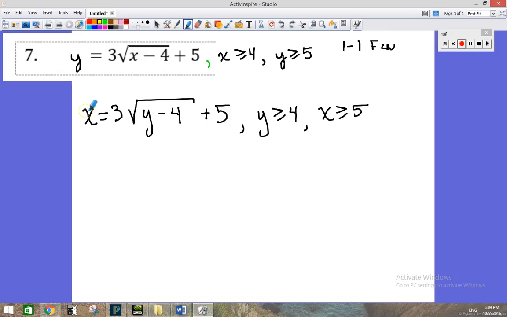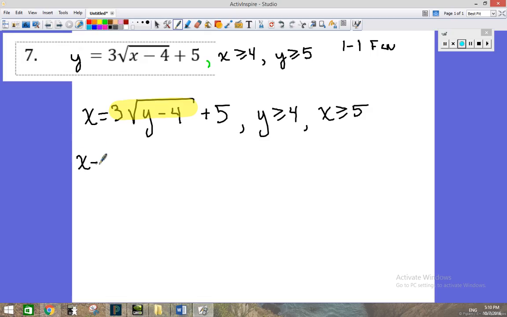Alright, so now I need this equation to be solved in terms of y. Right now it's in terms of x. I need to get y by itself. When I look at the right hand side of this equation, I see two terms. The term of interest is this first term because it contains the variable y. I need to get rid of this other term, and by getting rid of it, I need to move it to the other side of the equation. I need to subtract 5 from both sides of the equation.